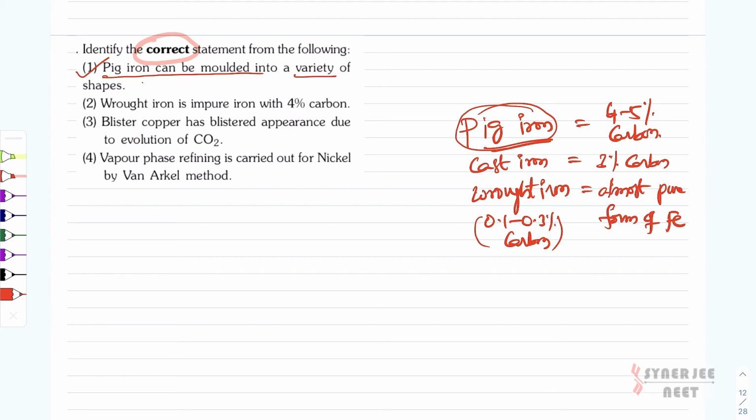Pure form of iron, this one. But they are saying 4% carbon. It is in the pig iron. So wrought iron containing 4% carbon is the wrong statement.